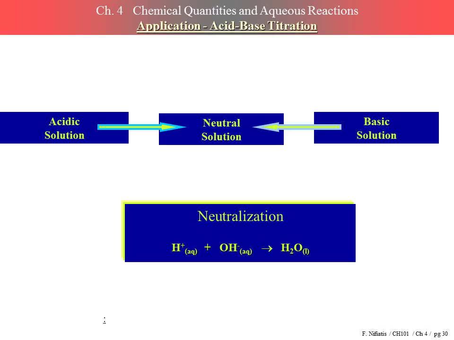This is the neutralization equation. Basically what's happening, if we have excess of protons, acidic solution, we're adding hydroxides. If we have excess of hydroxides, a basic solution, we are adding protons and acid in order to turn into water.